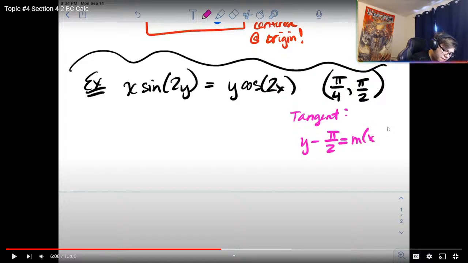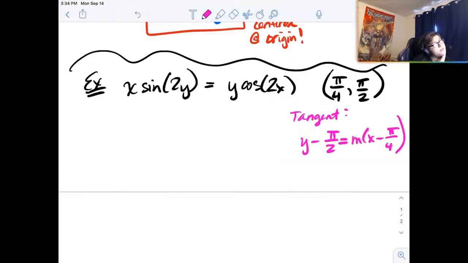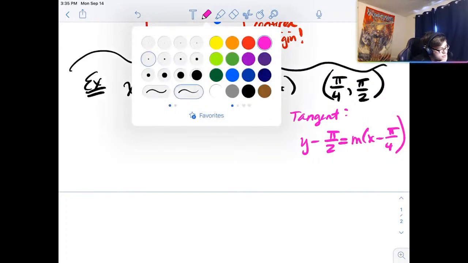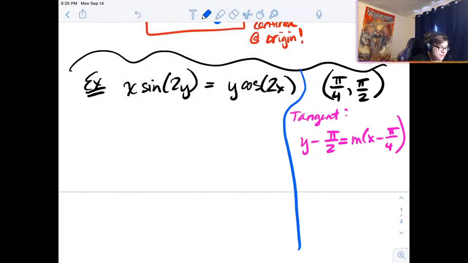It goes m of x minus pi over 4. My voice died for a little. The slope times x minus the x part of the point. What I don't have, as usual, is the slope. So I'm going to need to go on a hunt for that, finding the derivative.